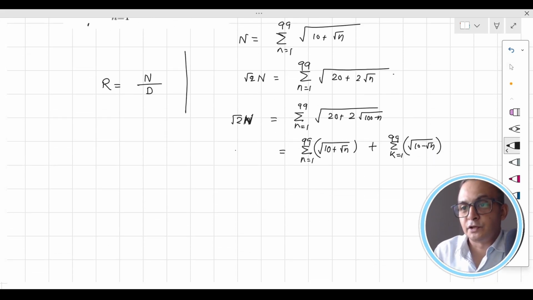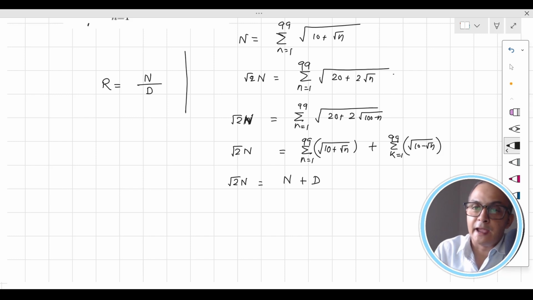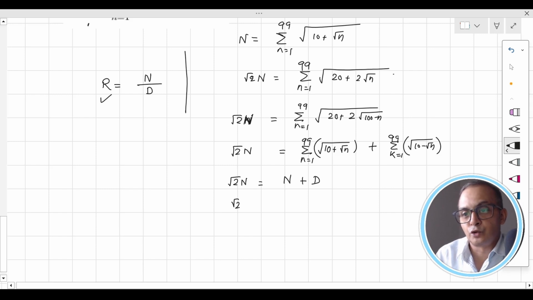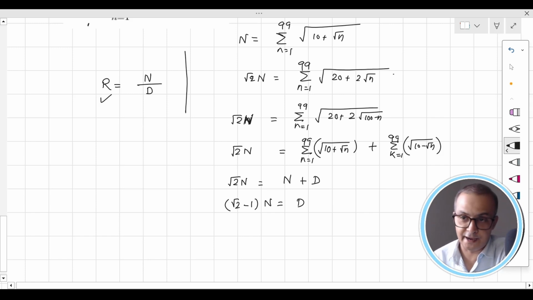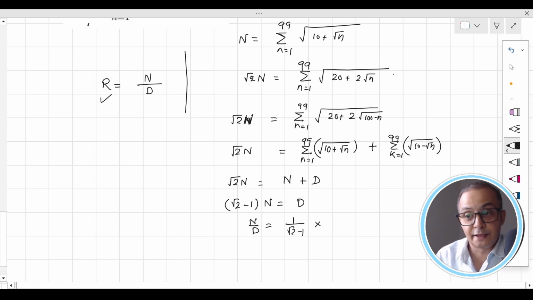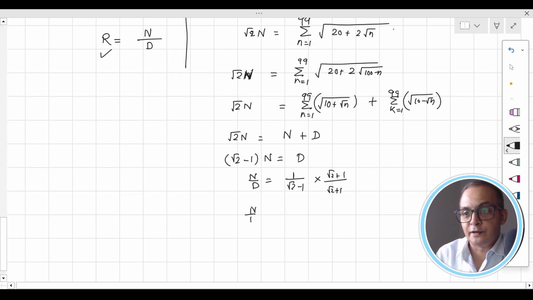So what is the benefit of it? You notice that this is root 2 N and this I can write as the numerator, this as the denominator. So this is root 2 N, and this is numerator plus denominator. What I need is the value of r. So I need n by d. So root 2 minus 1 times n is equal to d. And since I need n by d, I can write n by d is equal to 1 by root 2 minus 1. We rationalize the denominator. So we get n by d, which is r, the desired value, is root 2 plus 1.